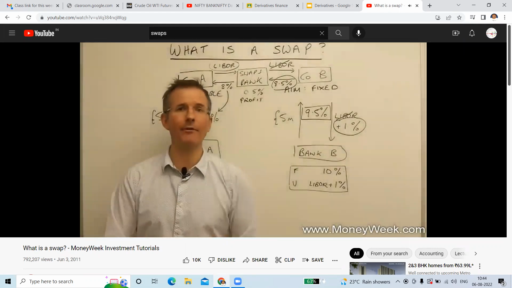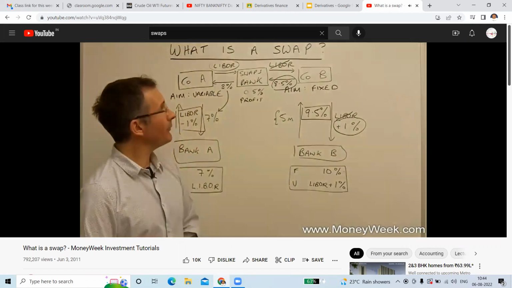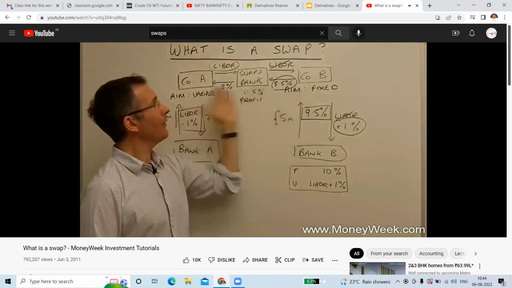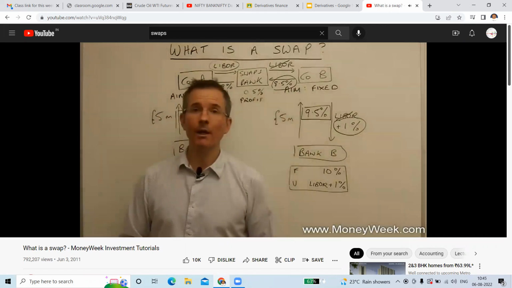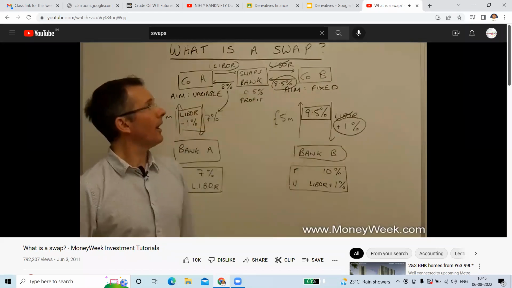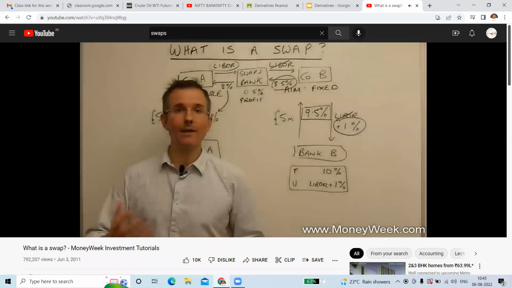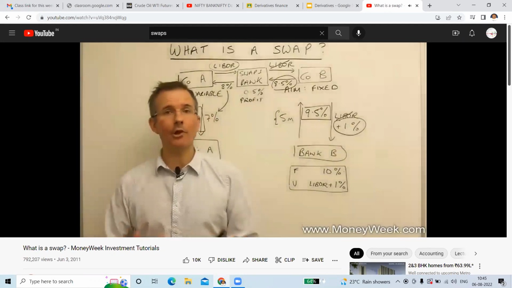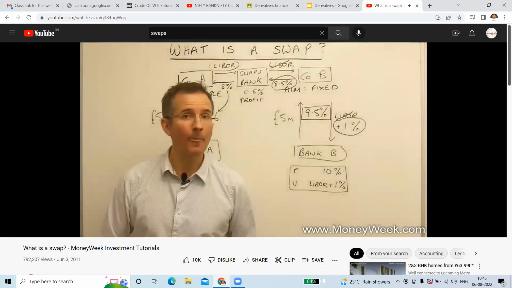Now, I've made that sound very simple. There are some risks. If company A or company B go bust, you've got a problem. So the swaps bank needs to be fairly sure that both clients are capable of meeting their obligations under the swap. It might take some security from them, that's called collateral.